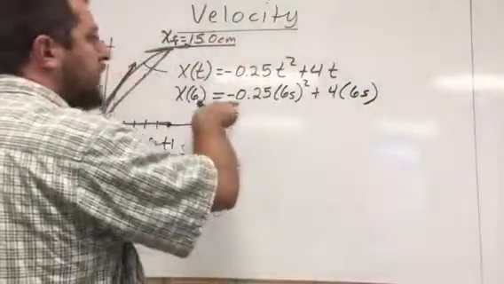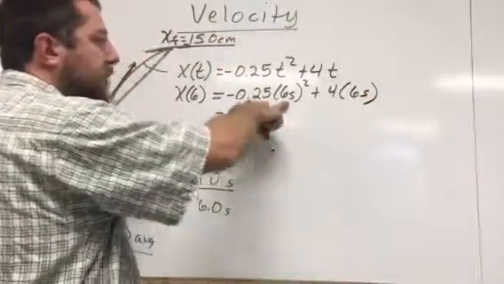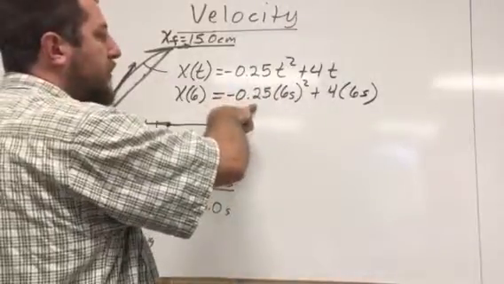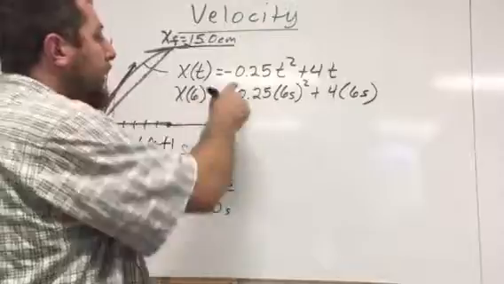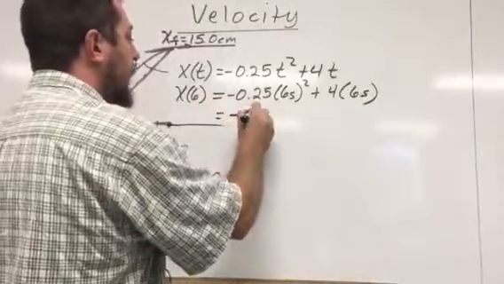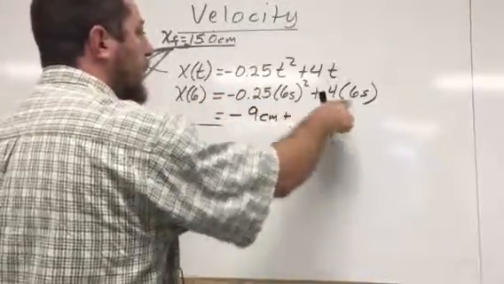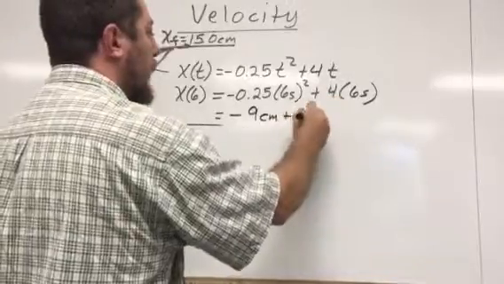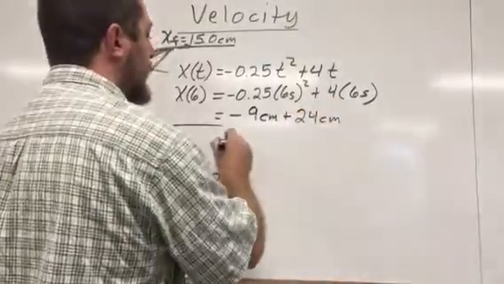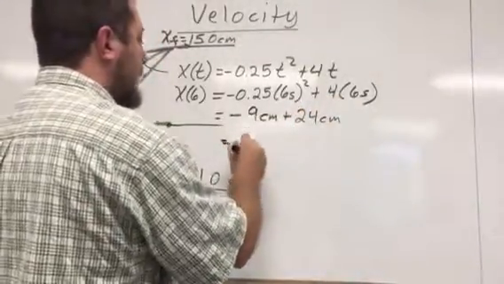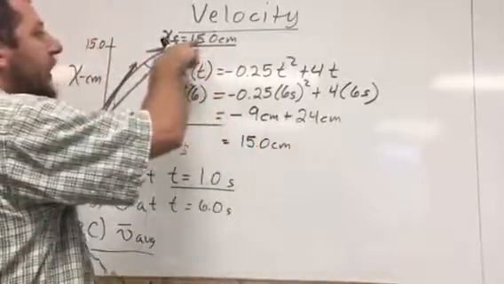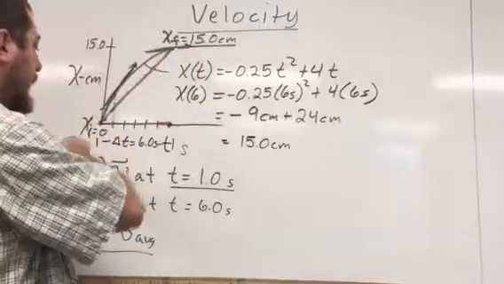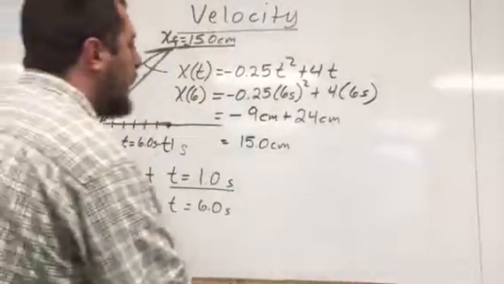then what do I get? So 36, if I square 6, I get 36. Multiply that by 0.25 and I get 9, and add the negative sign here. So this is going to be negative 9 centimeters plus 24 centimeters, and this is going to be 15 centimeters. So my final position is 15 centimeters. My initial position is 0.